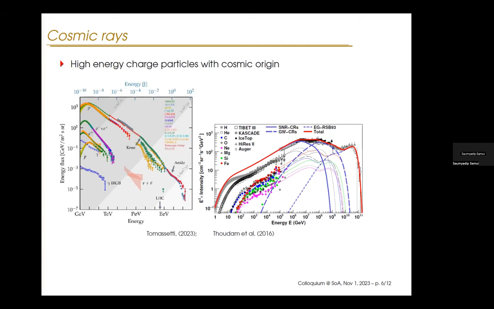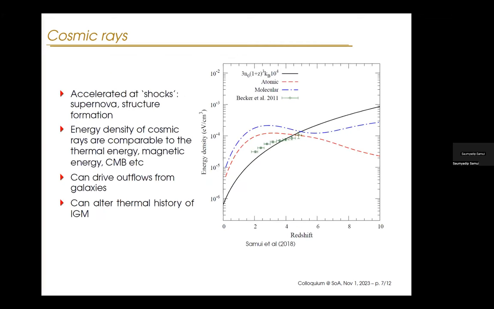Question is, how and where do they originate? They are mostly accelerated in shocks. What kind of shocks? Mostly the shocks created by supernova explosions. That's the major place where you produce cosmic rays. But again, supernovae are not enough to produce 10 to the power 21 eV cosmic rays. They don't have enough energy to accelerate particles there. So we yet don't know where such high energy cosmic rays come from.